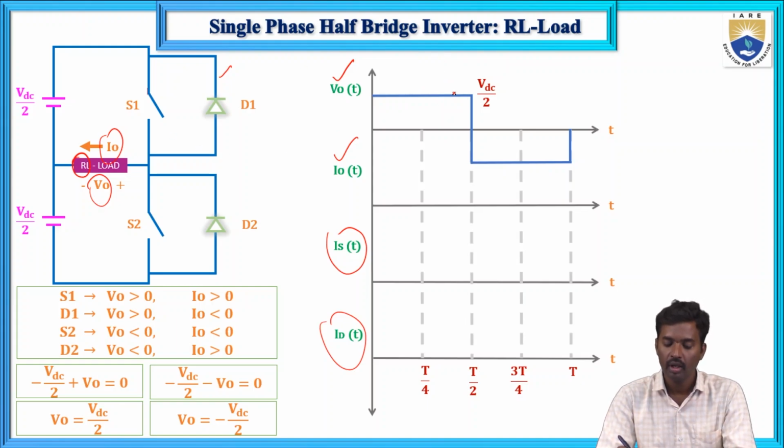Now from 0 to T by 2, S1 and D1 will conduct, and from T by 2 to T, S2 and D2 will conduct. That configuration we will see.